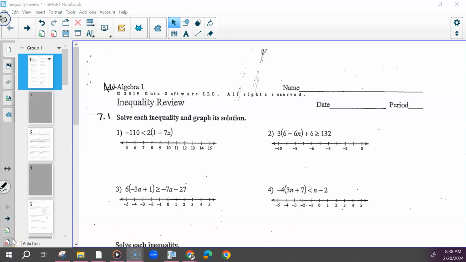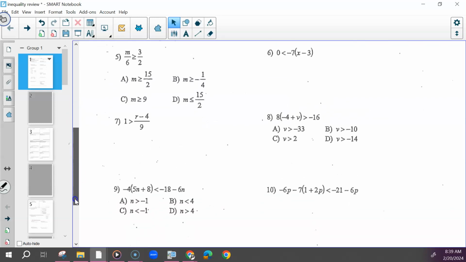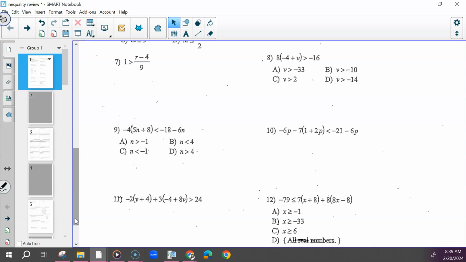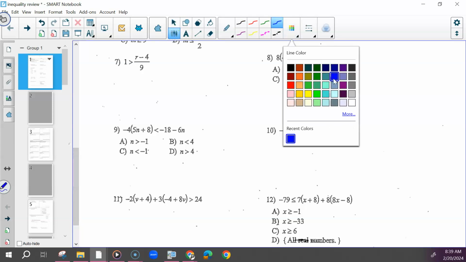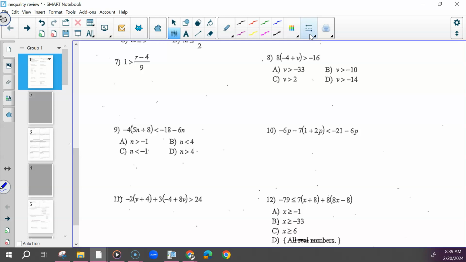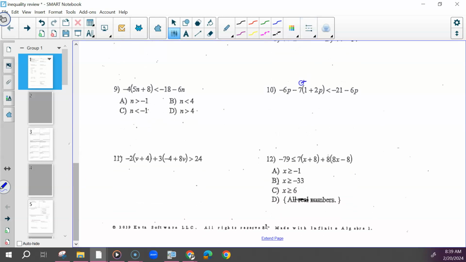First page, first objective, what questions do we have that we want to go over? There. Number 10. So for number 10, we have to distribute the negative 7.